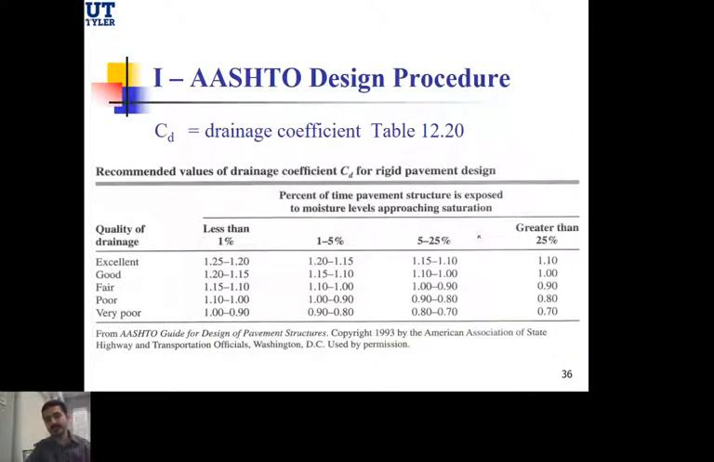Next is the drainage coefficient. The structure of the table looks very similar to what we discussed for the M value, which is the drainage coefficient, but here it has its own table. The quality of drainage goes from excellent to good, fair, all the way to very poor. And this is the percent of time the pavement structure is exposed to moisture levels approaching saturation: less than 1%, 1 to 5%, 5 to 25%, or more than 25% of the time that the rigid pavement structure has to deal with a saturated state.